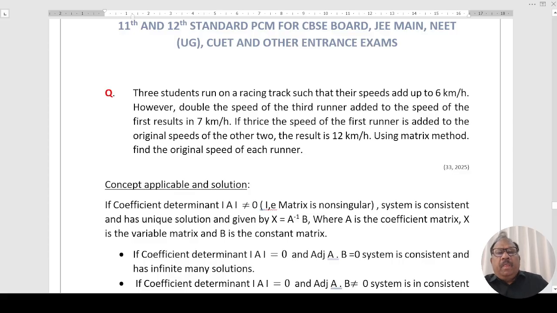Question is: three students run on a racing track such that their speeds add up to 6 km per hour. However, double the speed of the third runner added to the speed of the first results in 7 km per hour. If thrice the speed of the first runner is added to the original speeds of the other two, the result is 12 km per hour. Using the matrix method, find the original speed of each runner.